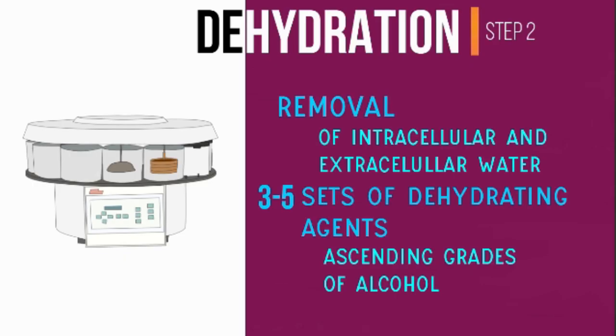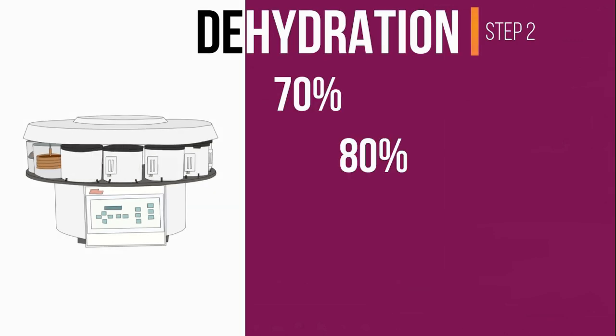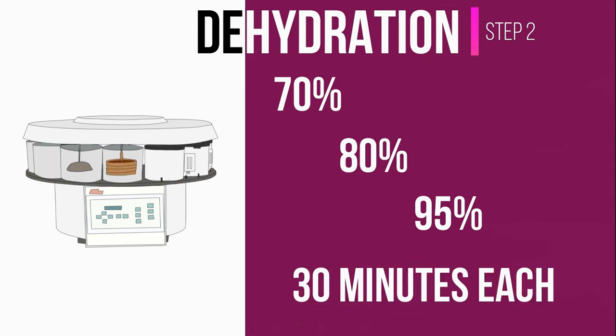Dehydration is the process of the removal of intracellular and extracellular water from the tissue. It is achieved by 3 or 5 sets of dehydrating agents. Ascending grades of alcohol are used, from 70%, then 80%, then 95% alcohol, for 30 minutes in each.